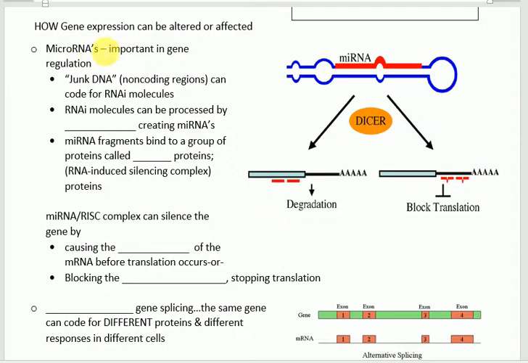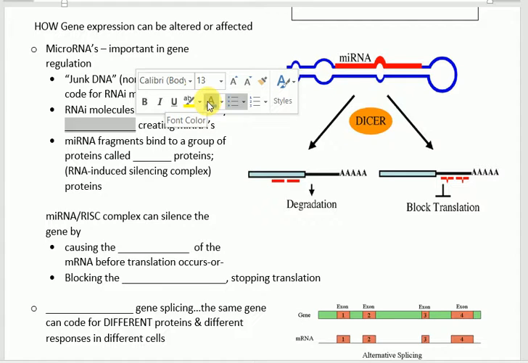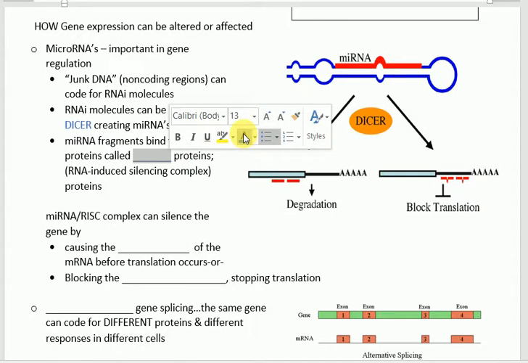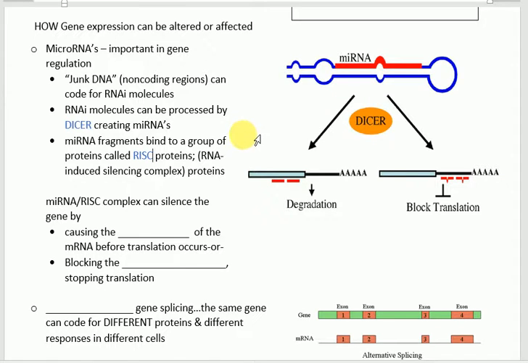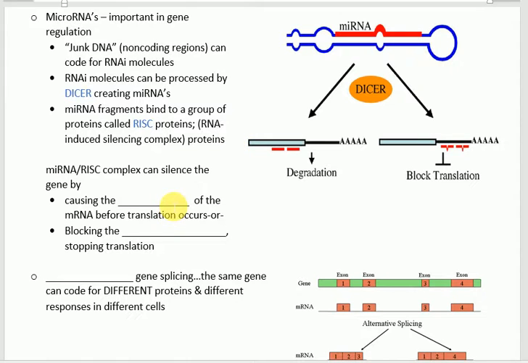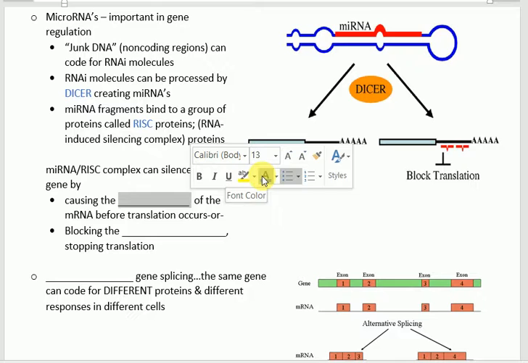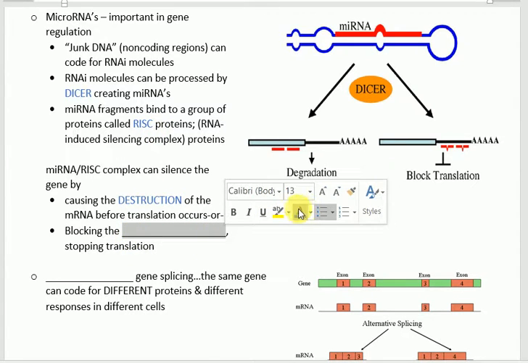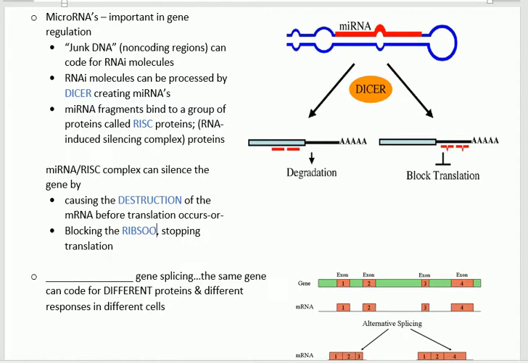So how are genes expressed? How can they be altered or affected? MicroRNAs are important in gene regulation. The junk DNA, which are the non-coding regions, code for the RNAi molecules. And they can be processed by a dicer, creating the miRNAs. And then that fragment is going to bind to a group of proteins called the RISC proteins, or RNA-induced silencing complex proteins. That miRNA-RISC complex can silence the gene by causing the destruction of the mRNA before translation occurs, or it can also block the ribosome, stopping translation. And here, this is just showing you that.